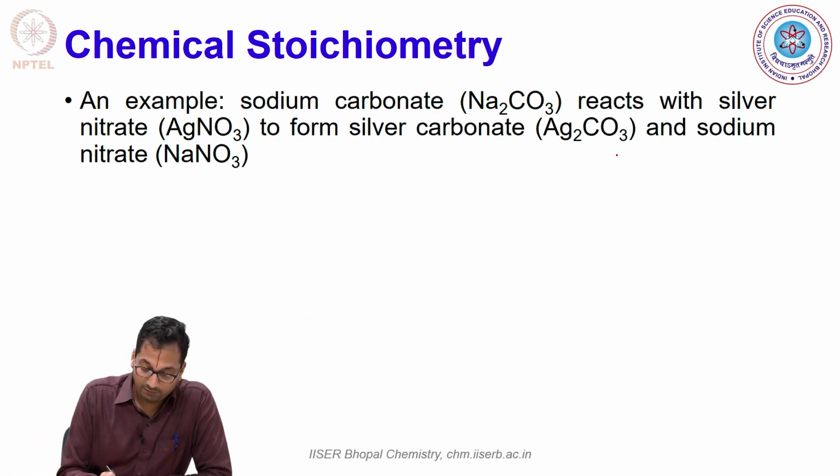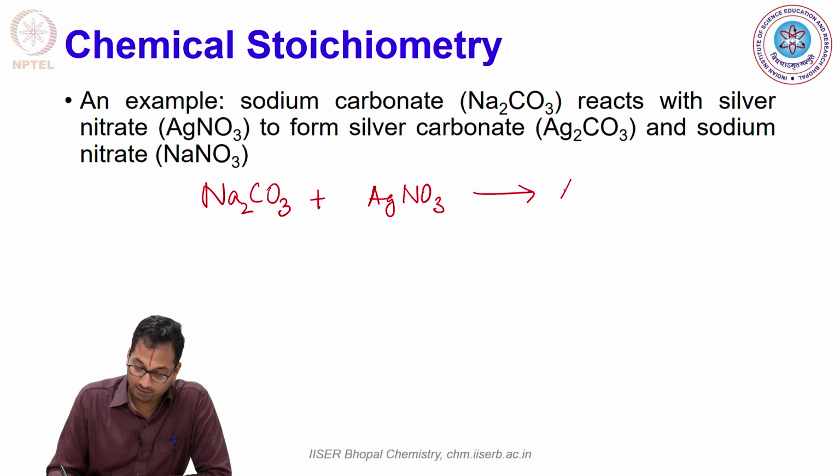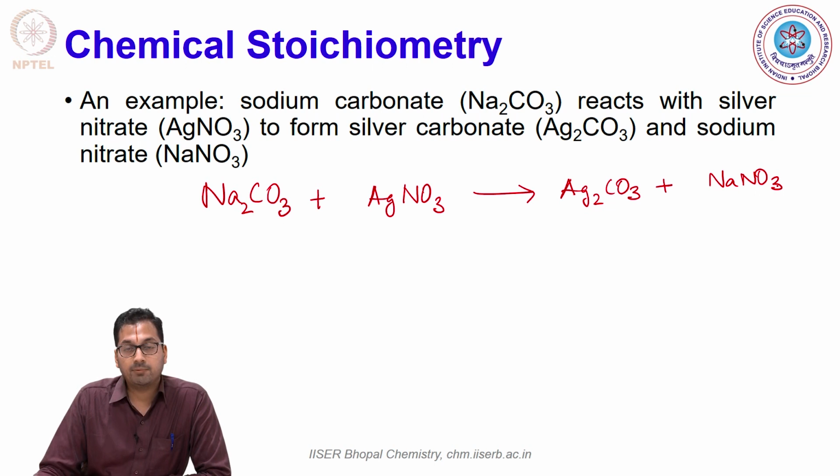So in this example, we are going to be looking at sodium carbonate plus silver nitrate resulting in the formation of silver carbonate plus sodium nitrate. As always, the first step is going to be balancing this reaction.